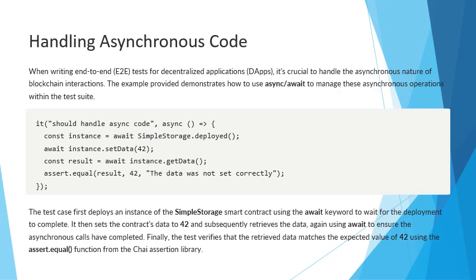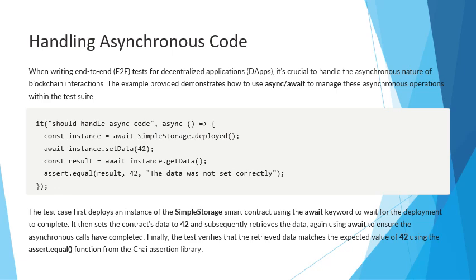When writing E2E tests for DApps, it's crucial to handle the asynchronous nature of blockchain interactions. Here is an example using async/await to manage these asynchronous operations within the test suite. The test case first deploys an instance of the simple storage smart contract using the await keyword to wait for the deployment to complete. It then sets the contract's data to 42 and subsequently retrieves the data, again using await to ensure the asynchronous calls have completed.